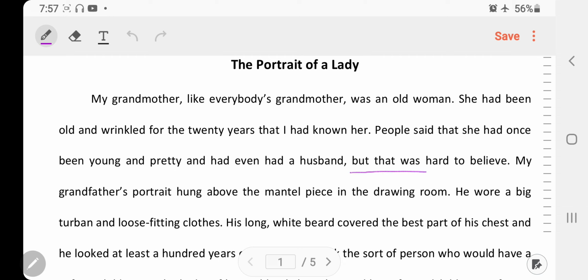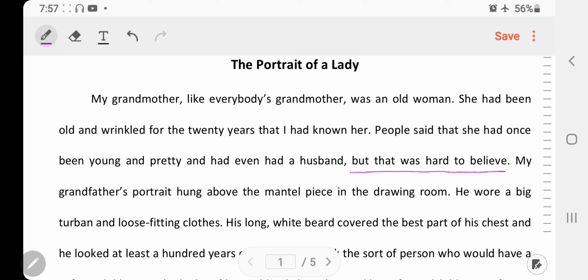That means it is quite absurd to believe it. That means he is not able to digest it. Because for the last 20 years, he has been in touch with a person who is old, with a wrinkled face. So it is very hard to believe that this person can be young also, can be pretty, and can have a husband also.